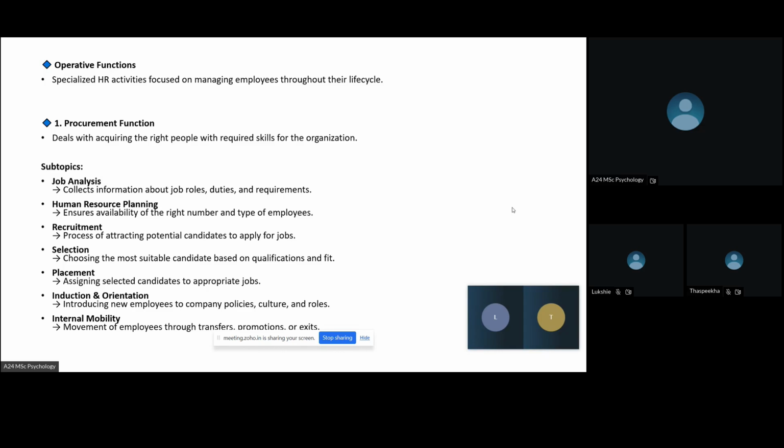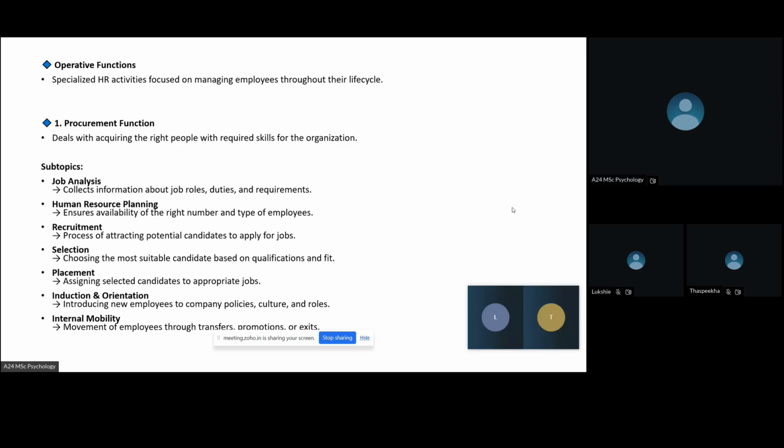So only they can do the operative functions of HR. And what is happening in operative functions? The first one is procurement, as we saw in the last slide. The first classification is procurement. Procurement is nothing but acquiring the right people with the required skills. Right people with right talent is what procurement is all about.